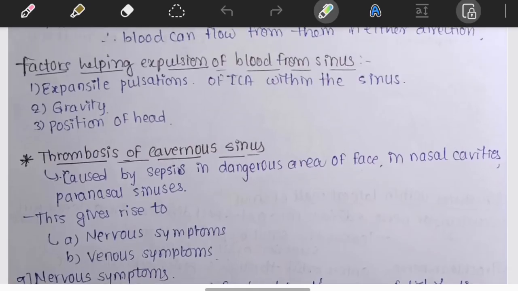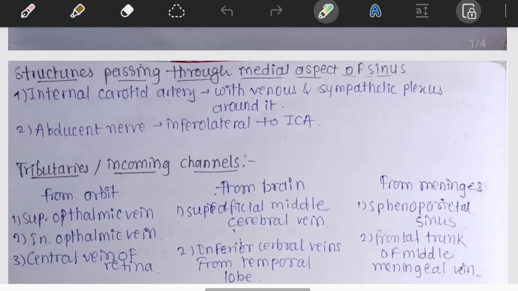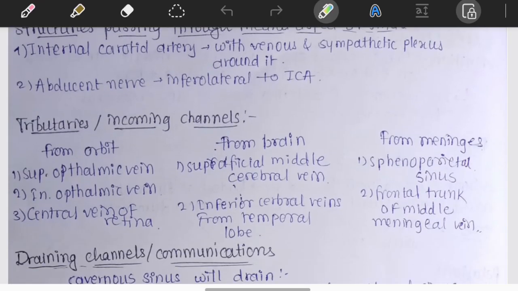tributaries of the cavernous sinus. Think of the cavernous sinus as a central railway station. Many veins bring blood into it from different directions. Instead of memorizing the list, we divide it into 3 groups. Orbit sends blood through the superior ophthalmic vein, inferior ophthalmic vein, and central vein of the retina.